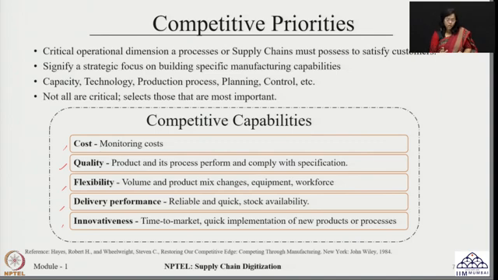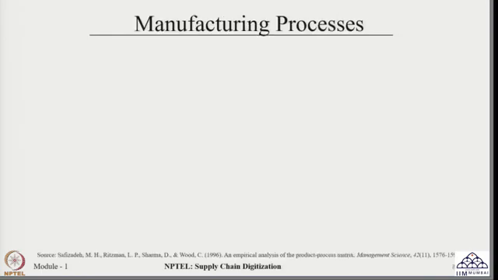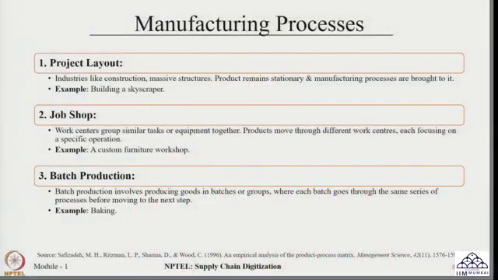So, this is all different types of competitive capability which the businesses can focus on, and depending upon their positions in the market, they can plan their processes into these particular capabilities. So, once we know our competitive capabilities and also our competitive priorities, which can be cost, quality, delivery, flexibility or innovativeness, we need to translate them into the corresponding manufacturing processes.